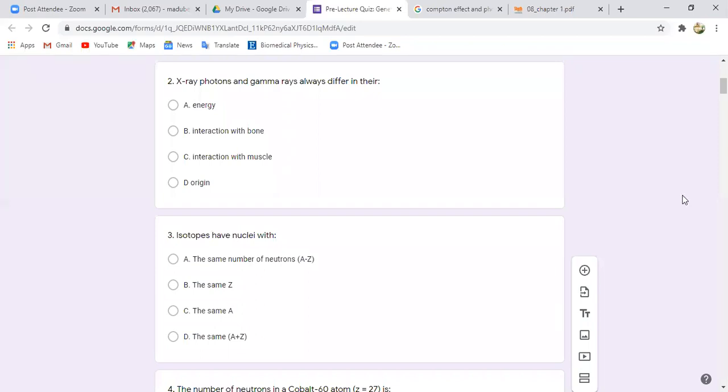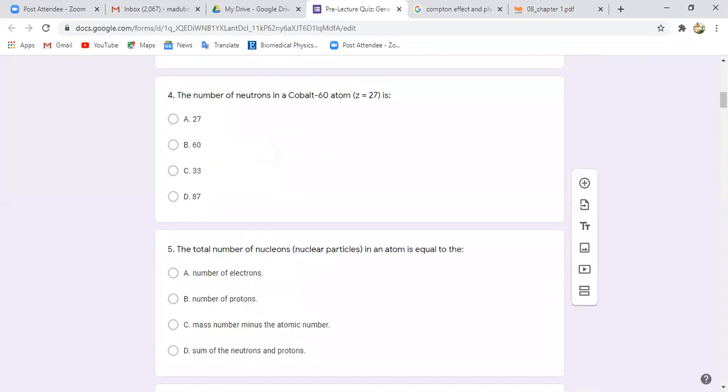nucleus. Isotopes have nuclei with what? Same Z. The same Z, straight up. For the number of neutrons in cobalt-60, it is just 60 minus 27. That gives us the answer straight. That should be around 33 or so.